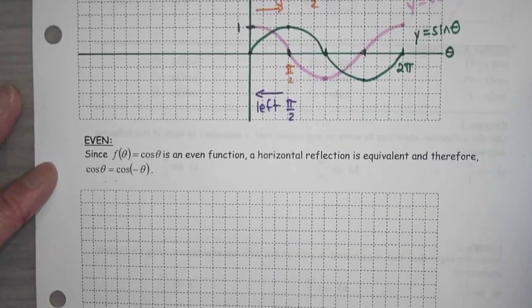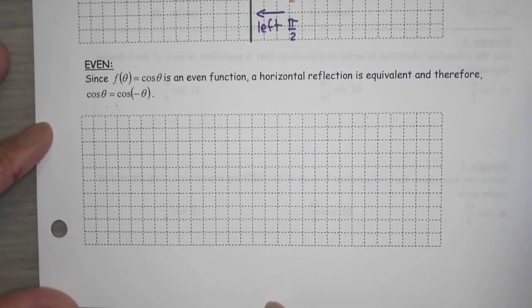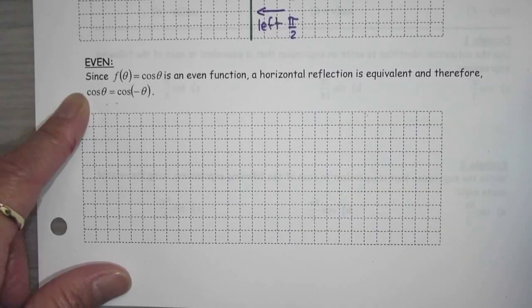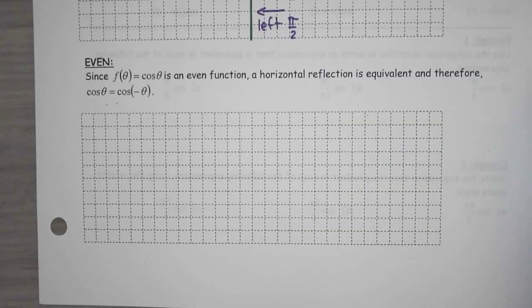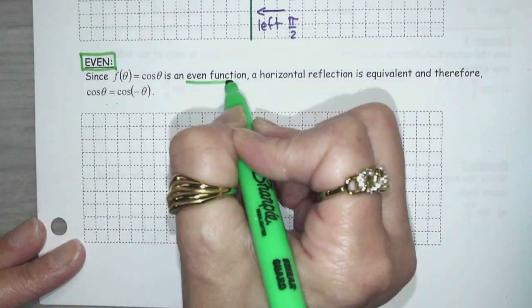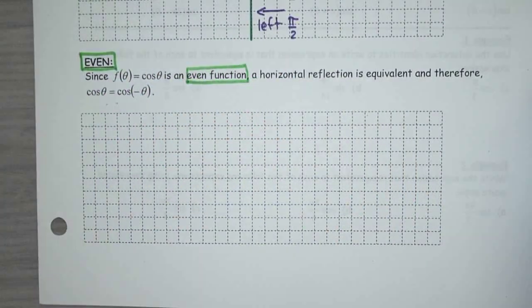So that's just horizontal translations. Now, they're going to talk about even and odd. We haven't talked about this for a little while now, right? So it's been a minute, so we're going to talk about even. An even function, and we'll talk about odd on the next page.